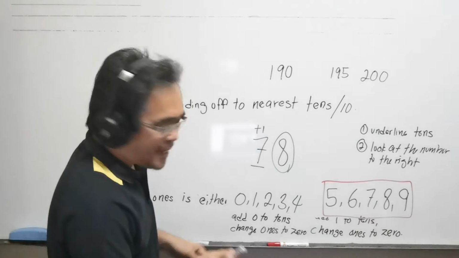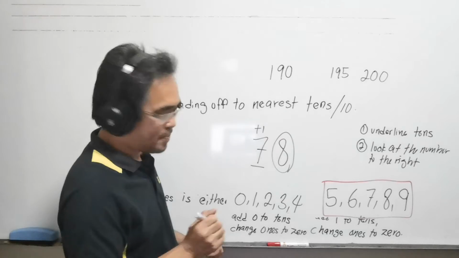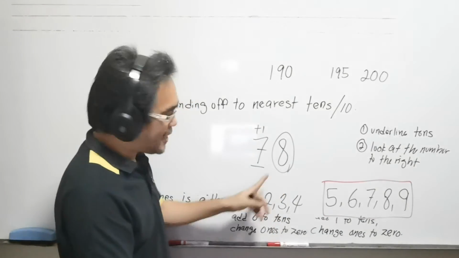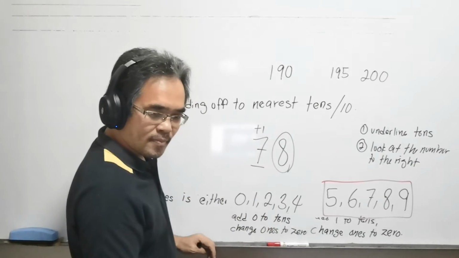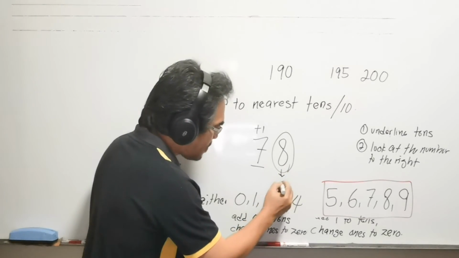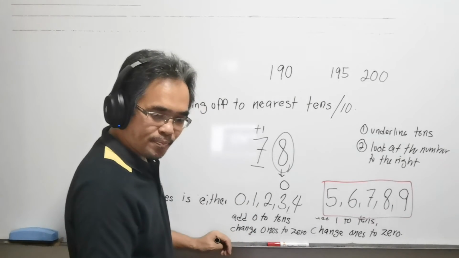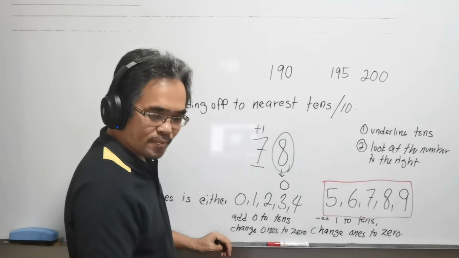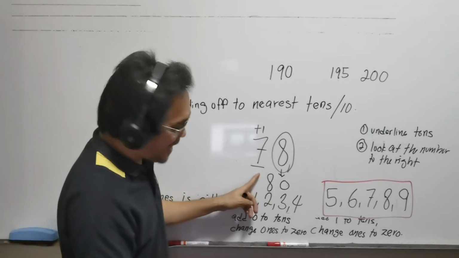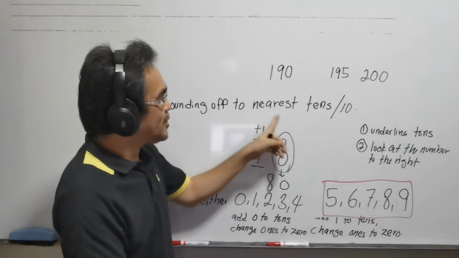So, what is the answer for this number? What do we have to do with 8? You change to 0. 7, you change to 8. So 78 is 80 if you round off to the nearest tens.